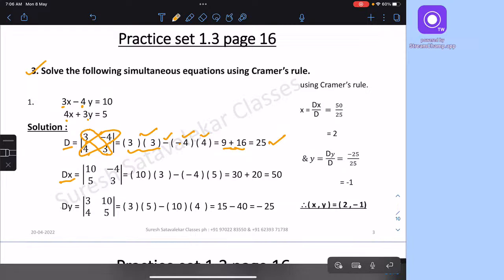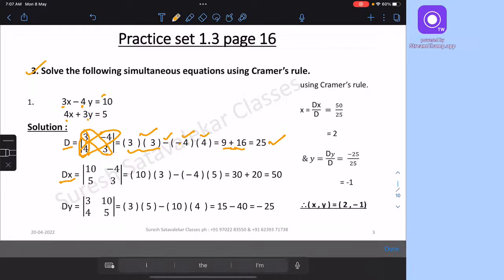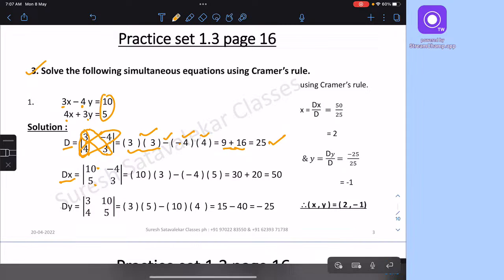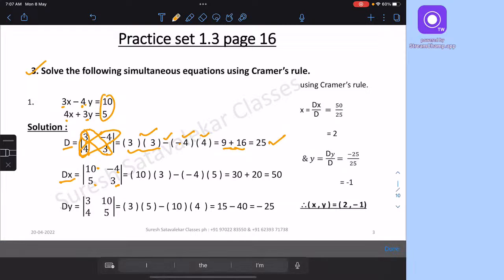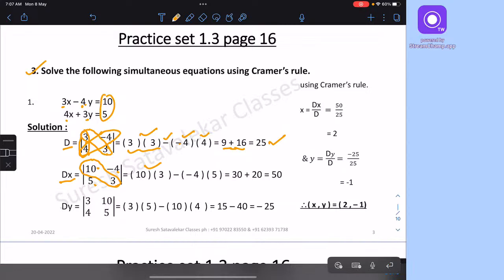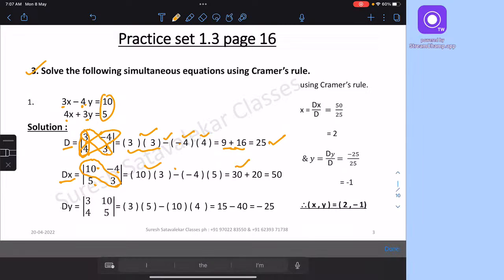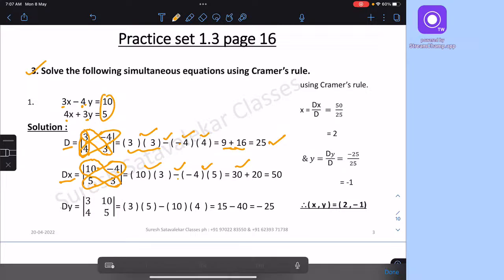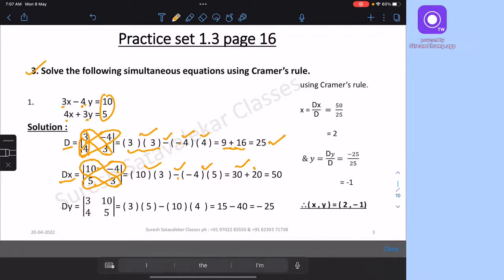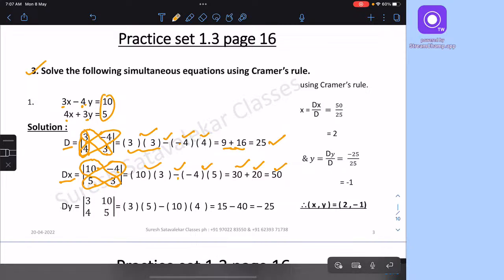Now Dx. Dx is the determinant obtained by replacing the coefficients of x. These 3 and 4 are replaced by 10 and 5. So here 10 and 5, and the coefficients of y are retained, minus 4 and plus 3. So 10 and 3 multiply to give you 30, and you have to subtract the product of minus 4 and 5. Minus 4 and 5 product is minus 20. So minus of minus 20 is plus 20. So 30 plus 20 is 50.